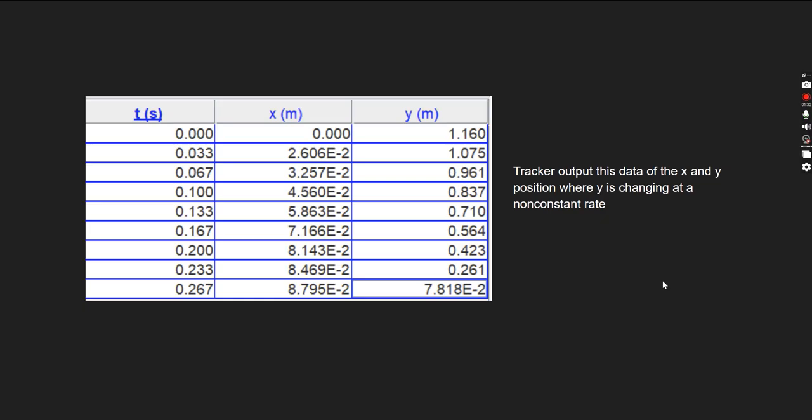The Tracker output this data of the x and y position, where y is changing at a non-constant rate.